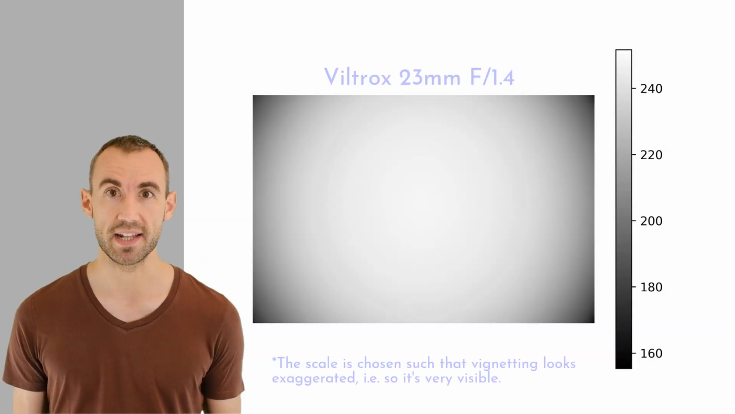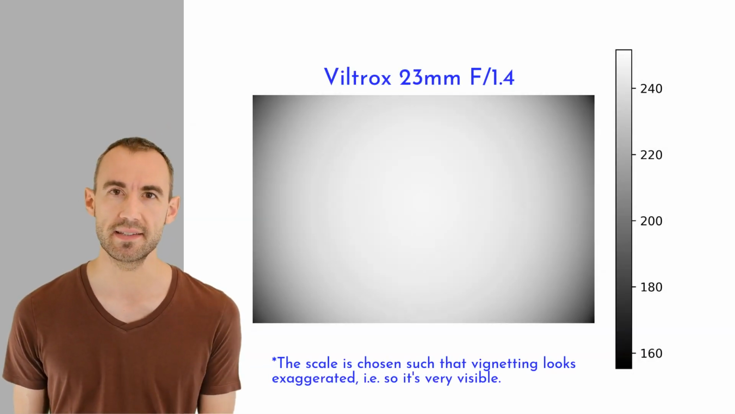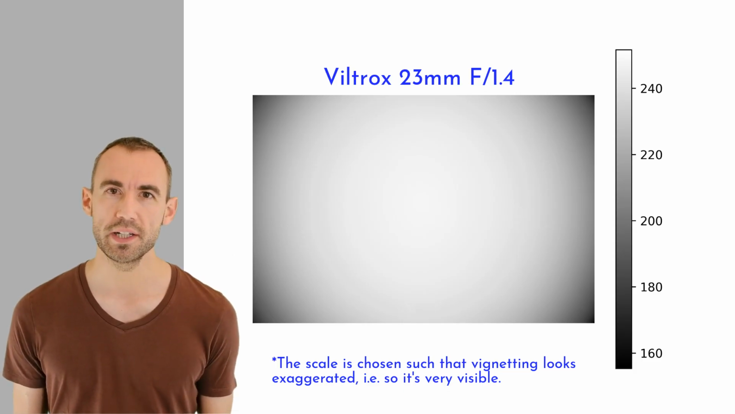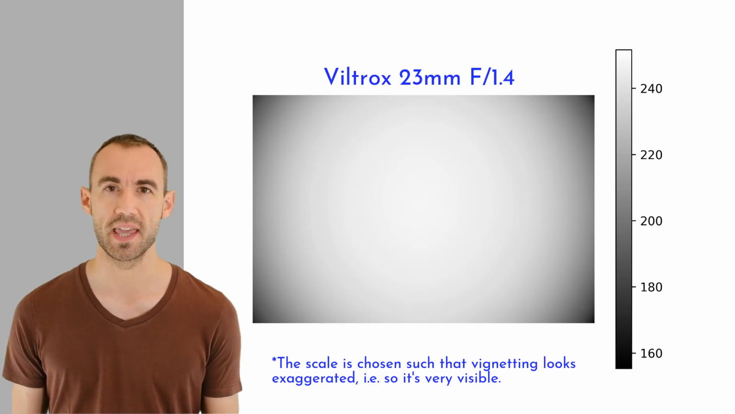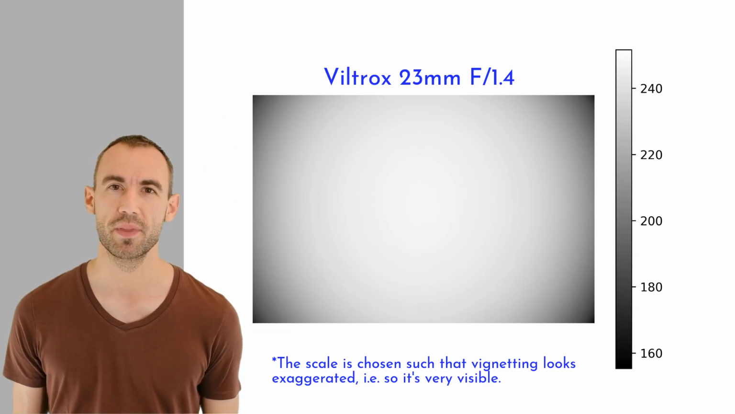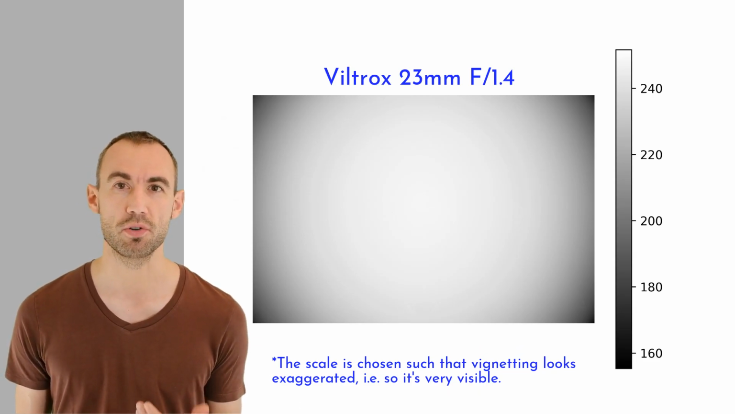So let's start with correcting vignetting. Vignetting means that the image gets darker as you move from the center of the image towards the edges and corners. We've already talked a bit about why that happens in the video about the do-it-yourself spectroscope, so I won't cover that here. Instead, we'll focus on how to correct it.